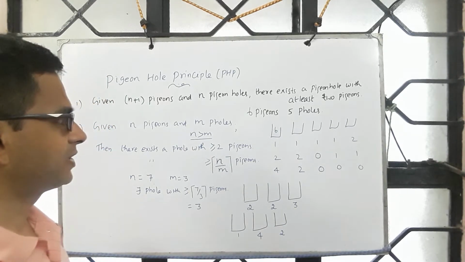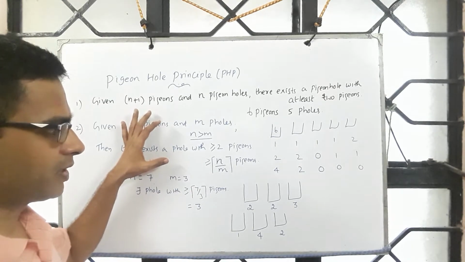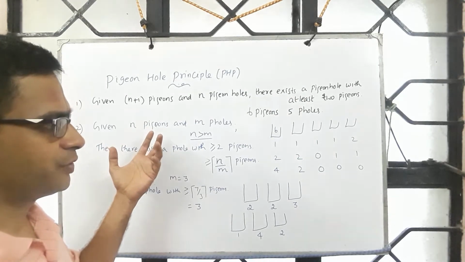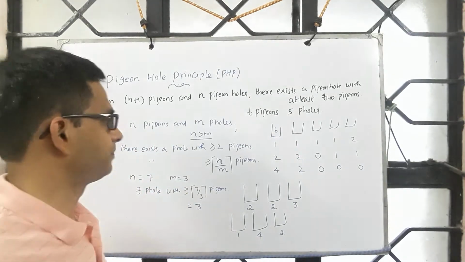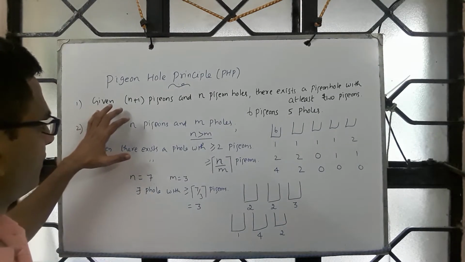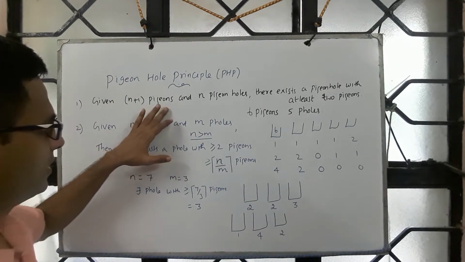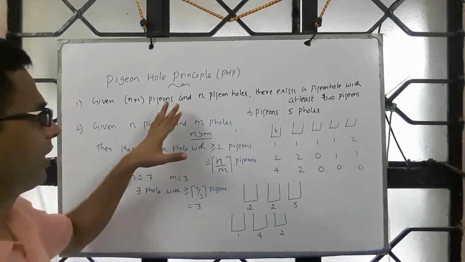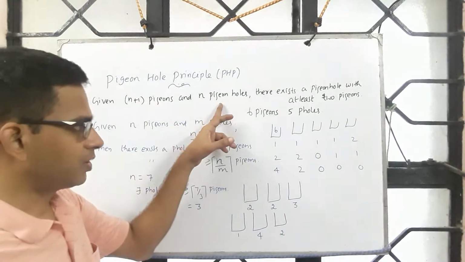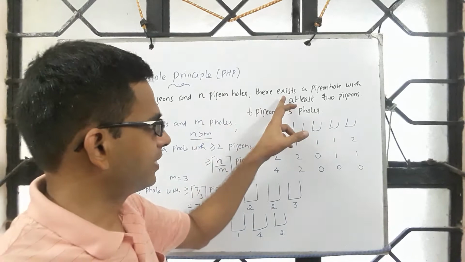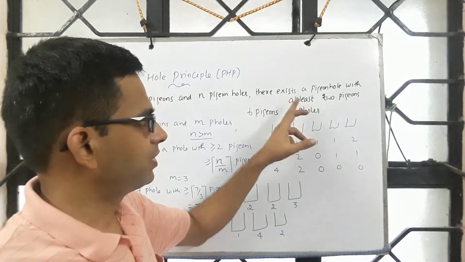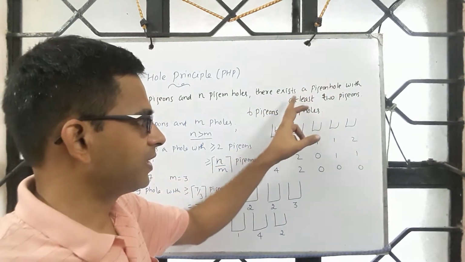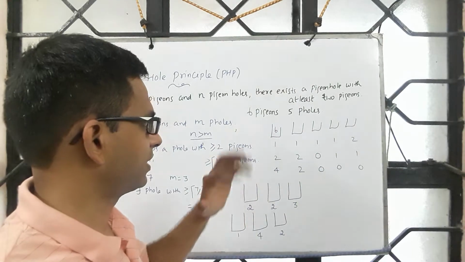So very similar to induction, this principle has plenty of applications. When we see the problems, you can appreciate the power of PHP. The principle is rather straightforward. It says there are n plus 1 pigeons. It could be objects, it could be n plus 1 balls, it could be anything, and n pigeonholes or boxes. The principle says then there exists a pigeonhole with at least 2 pigeons. So there exists at least one pigeonhole with at least 2 pigeons. Okay, that's what this says.